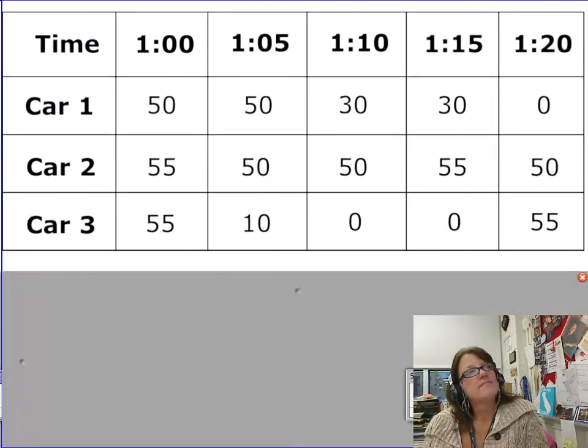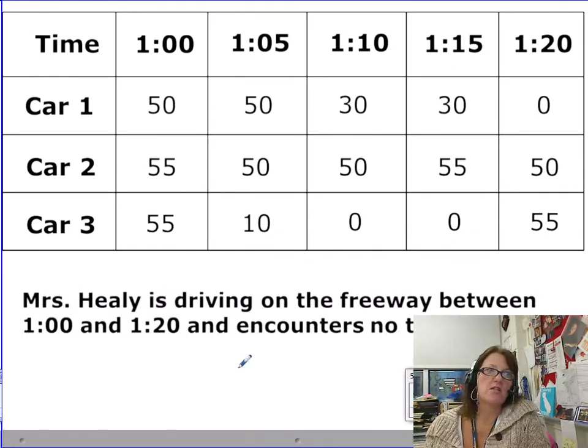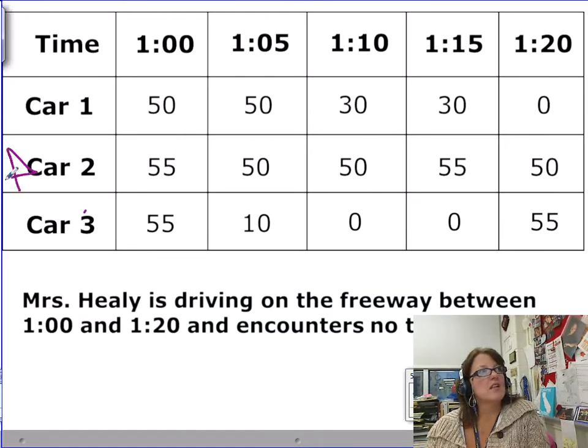All right, next on this one, what's happening here? Well, this time we have Mrs. Healy, and she happens to be driving on the freeway between 1 o'clock and 1:20, and nice, she encounters absolutely no traffic. So she gets on the highway, just cruising right along. Which one of these situations fits that? Well, as you look through it and interpret it, there's no stops or anything on here. So Mrs. Healy is car number 2. Okay, so this was Mrs. Healy. This was Mr. Lee.